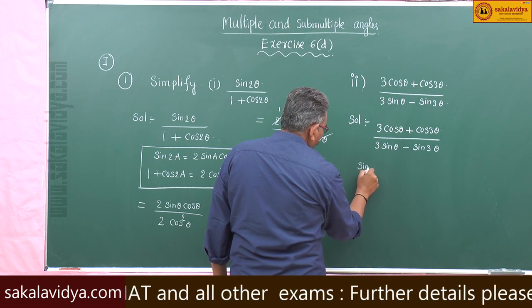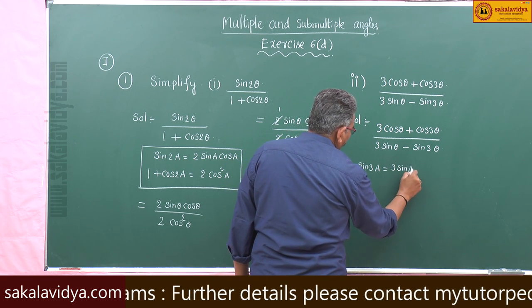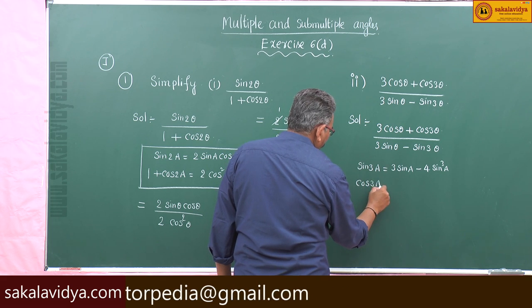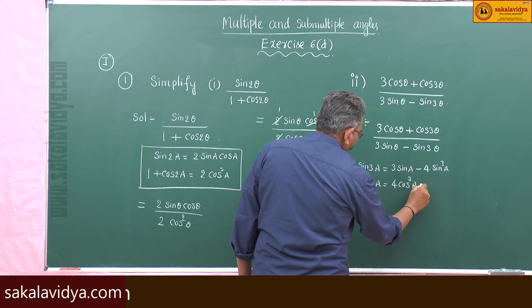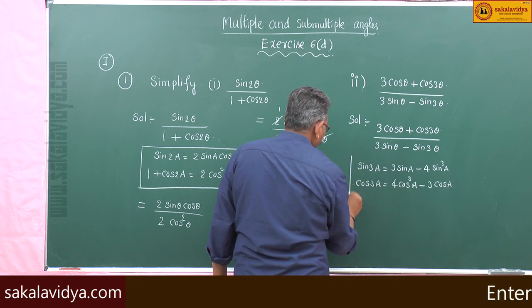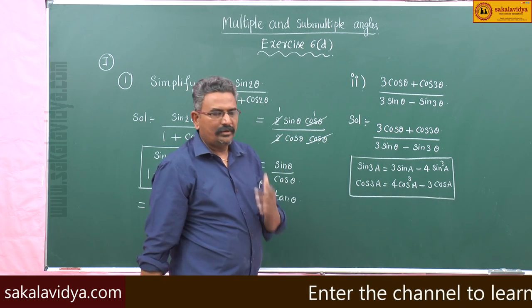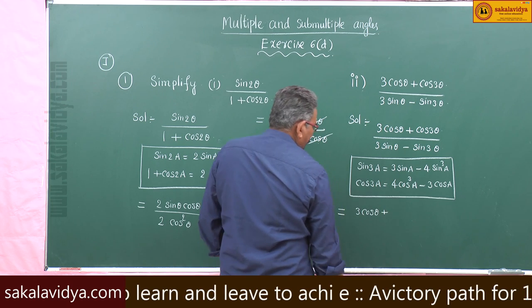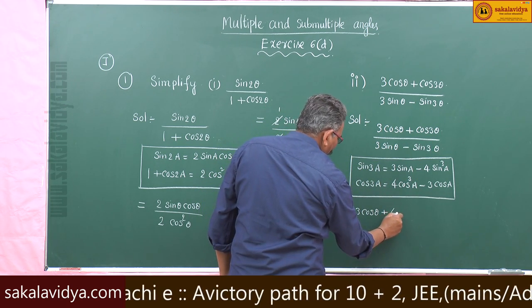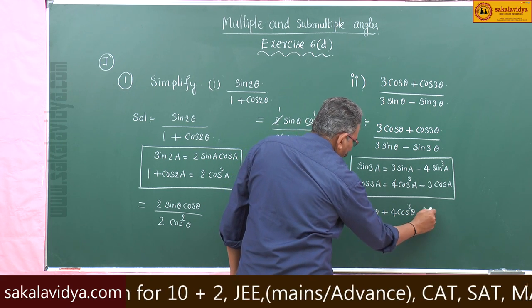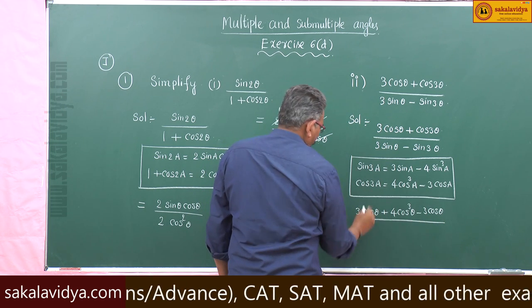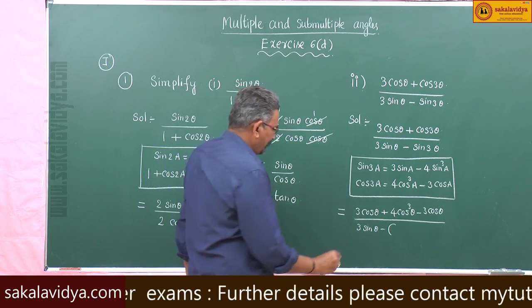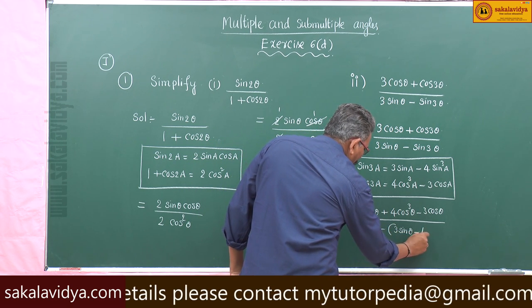So sin 3a formula is 3 sin a minus 4 sin cube a. And next cos 3a formula, we have 4 cos cube a minus 3 cos a. Now, this is 3 cos theta and plus, instead of cos 3 theta, we can write 4 cos cube theta minus 3 cos theta, by 3 sin theta minus sin 3 theta. Sin 3 theta is what? 3 sin theta minus 4 sin cube theta.